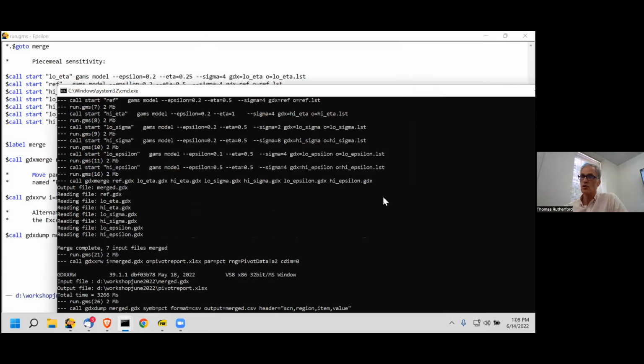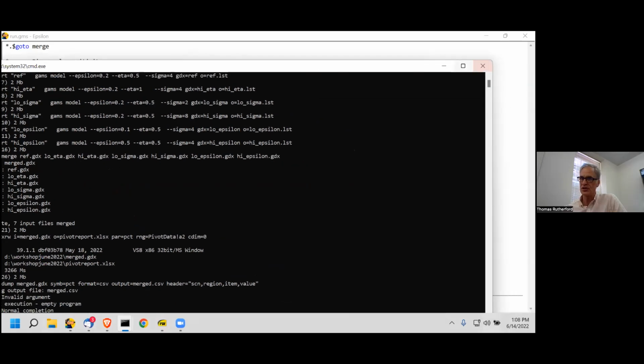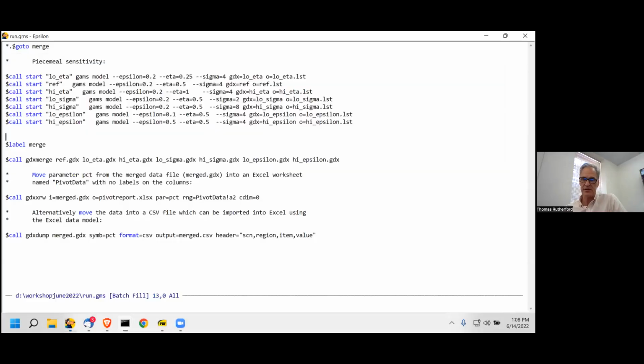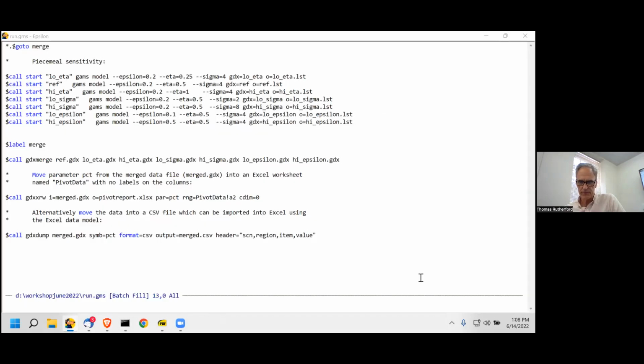So that's a useful thing to learn about for sensitivity analysis, for controlling the model. It's not always the case. It's not the first thing to think about, but it's definitely worth thinking about if you're running lots of different cases. So now I'm going to close these windows.